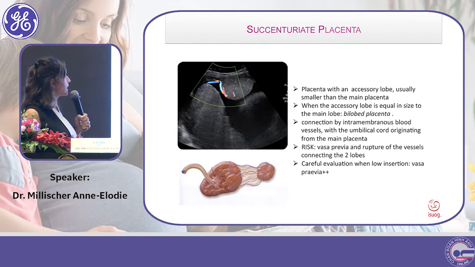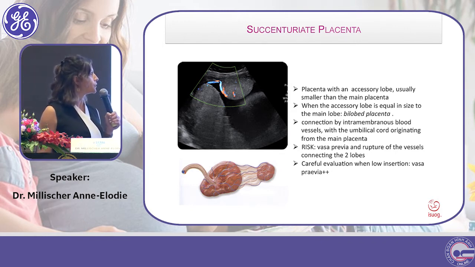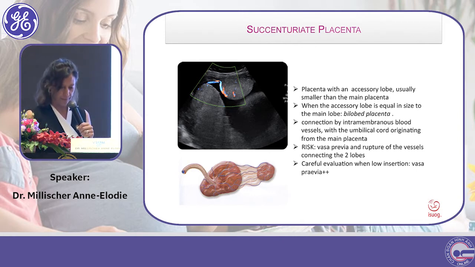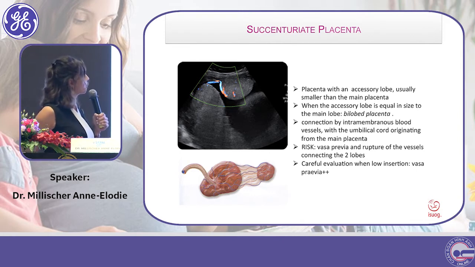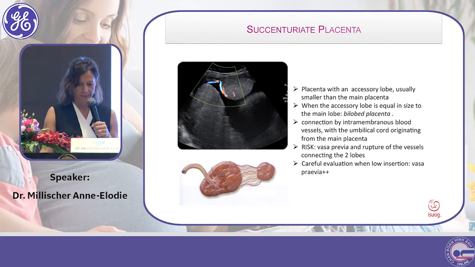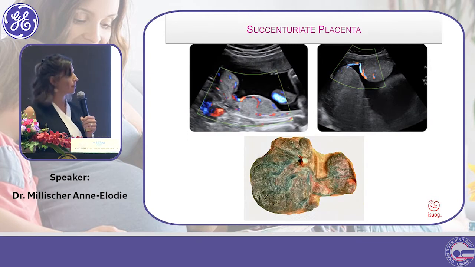Just to notice that the definition of bilobed placenta is just a succenturiate placenta but with two equal lobes. Và có một cái định nghĩa cũng tương tự như cái định nghĩa này, đó là bánh nhau hai thùy, đó là khi cái thùy phụ này nó có cái kích thước gần tương đương với cái thùy chính.